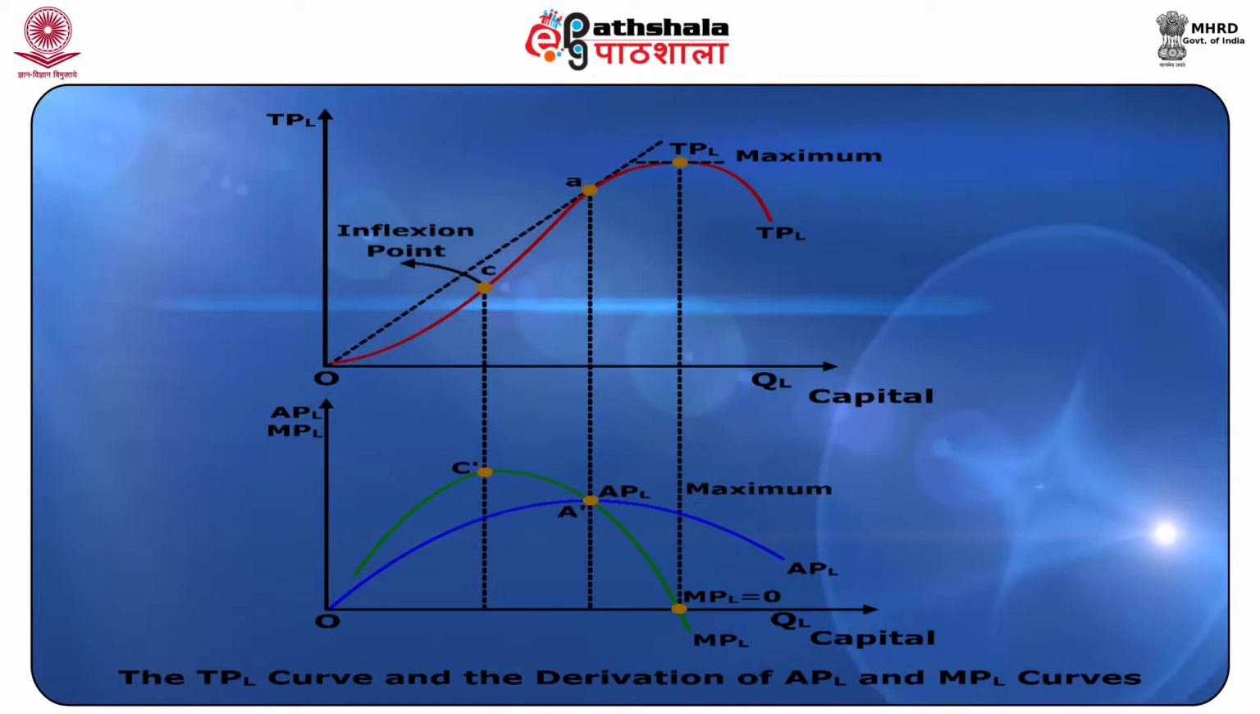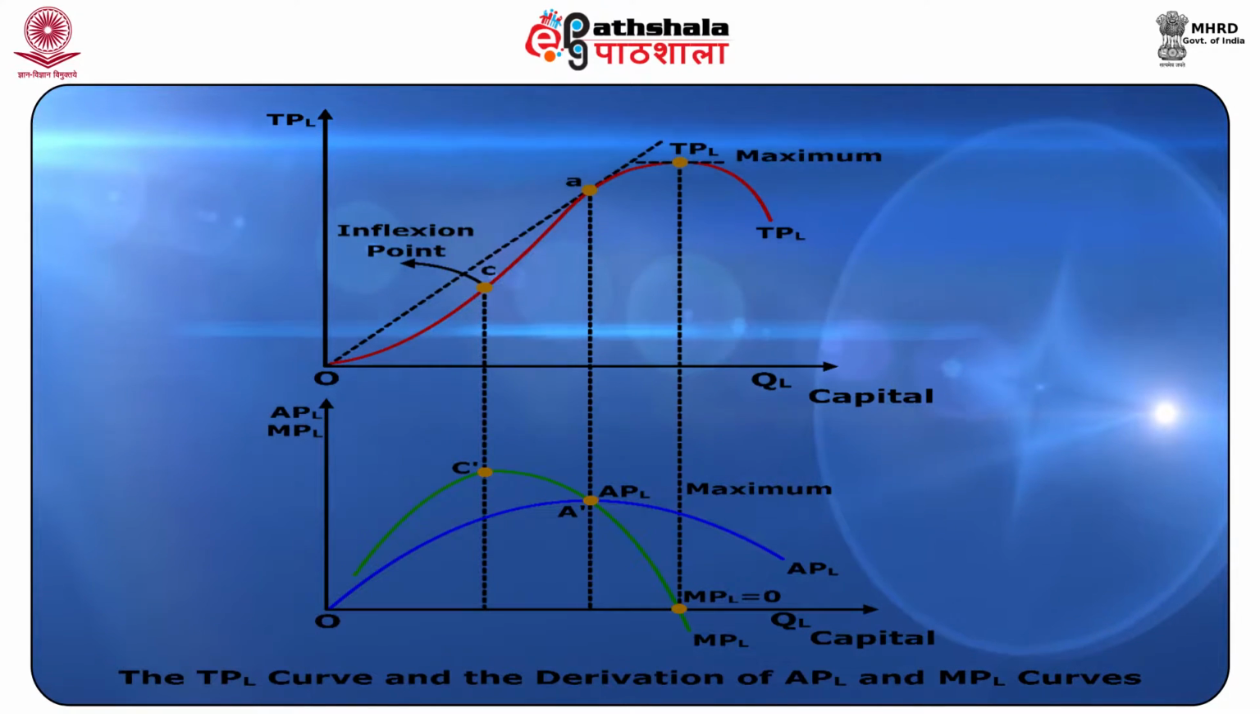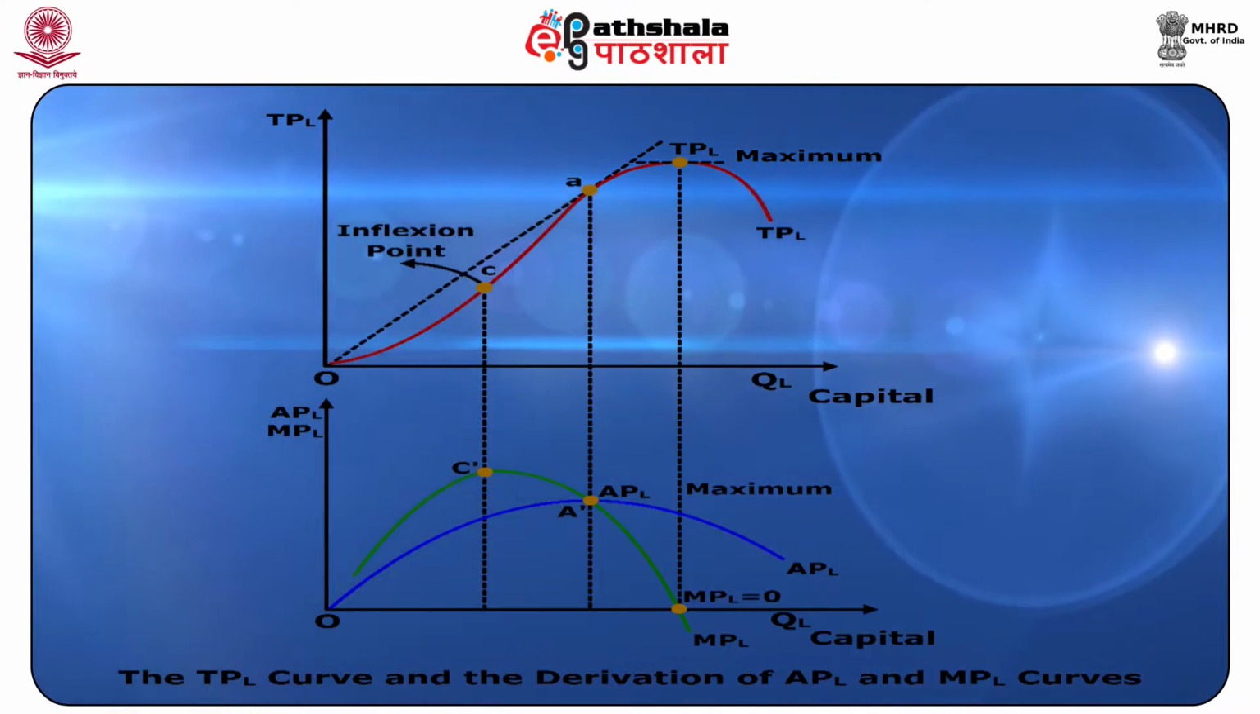The diagram shows the TPL curve and the derivation of APL and MPL curves. Average product. Average product of an input is total product divided by the total quantity of labor employed to produce this output. It measures on an average how much output is produced by each labor. Thus, APL is equal to total product upon labor input.